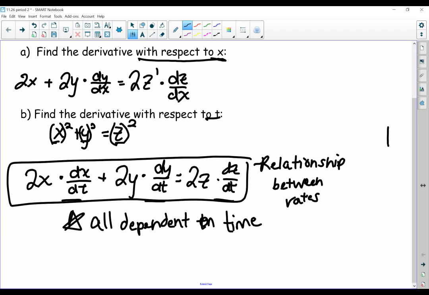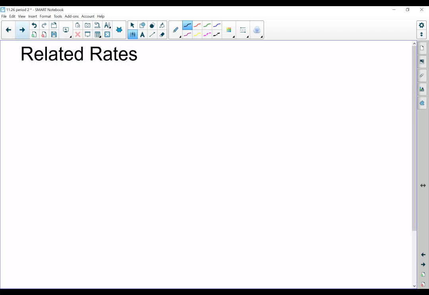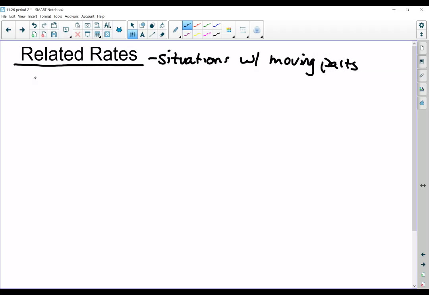So we're going to be talking about how we solve related rates problems. Well, step one, some strategies that you're going to use. Let me jump ahead of myself. So again, related rates are situations with moving parts, all dependent on time.